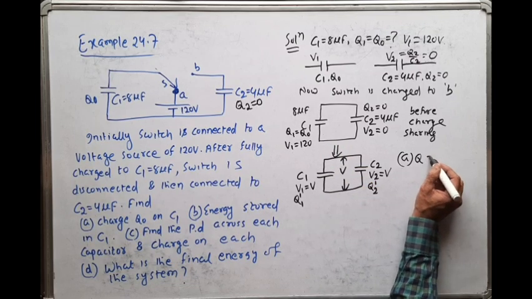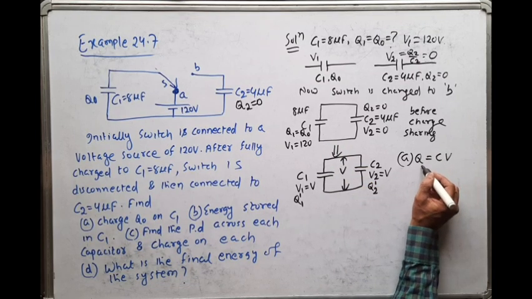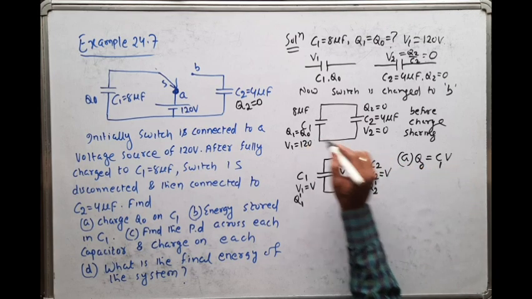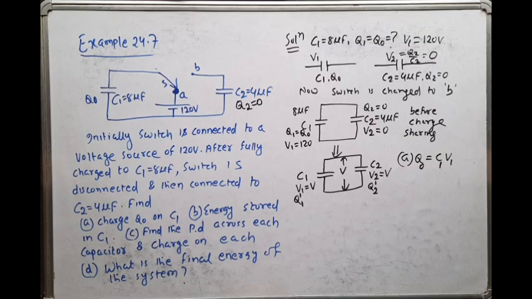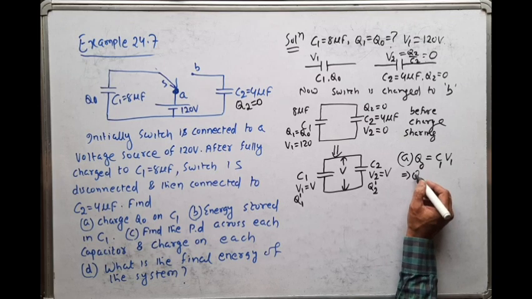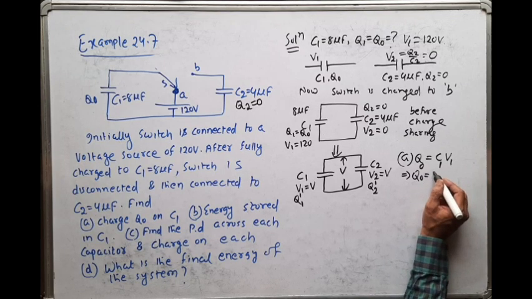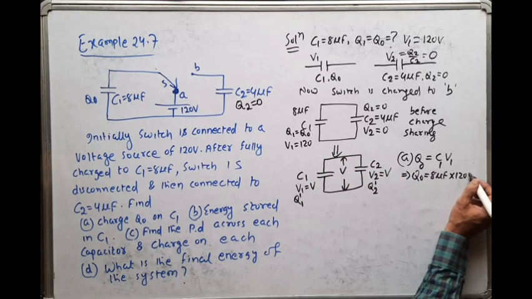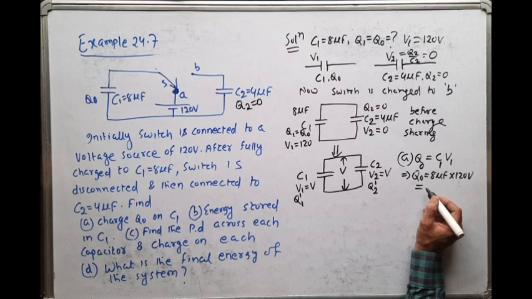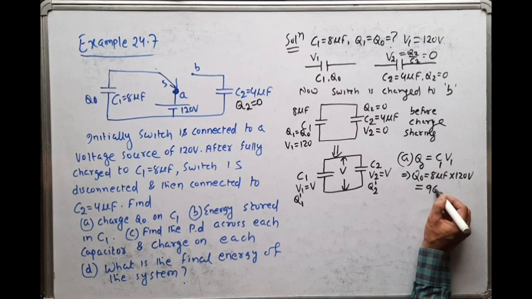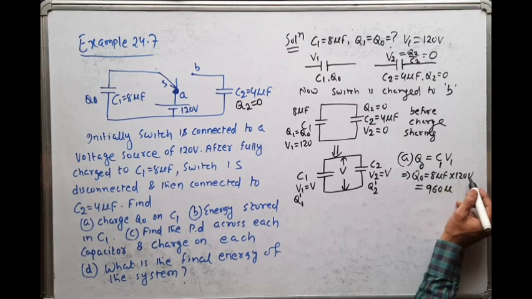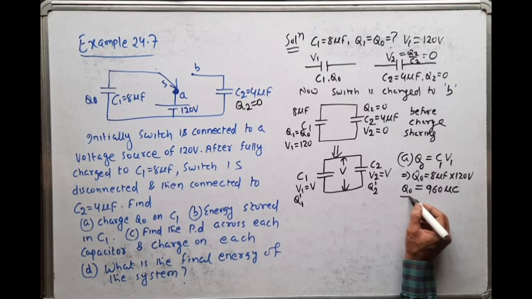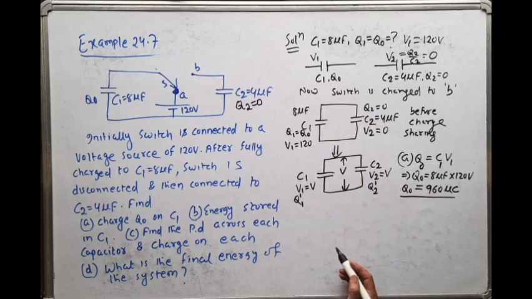You know Q is equal to C into V. So Q naught, the initial charge, is equal to C1 into the initial voltage. The initial voltage is 120, so Q naught is equal to C1, which is 8 microfarad, into V1. V1 is 120 volt. Just multiply this. So you will get 960 microfarad into volt, which is microcoulomb. So this is the initial charge across the first capacitor.